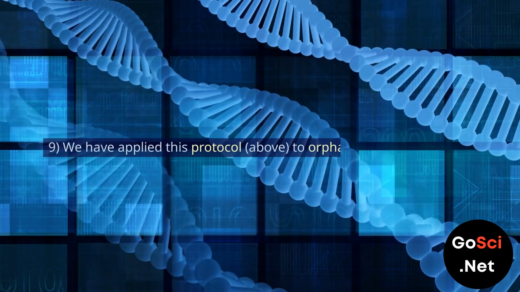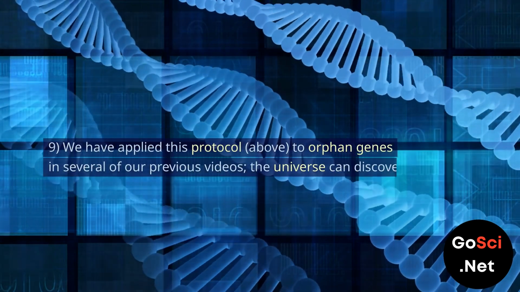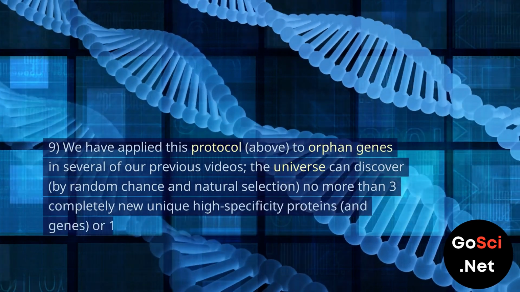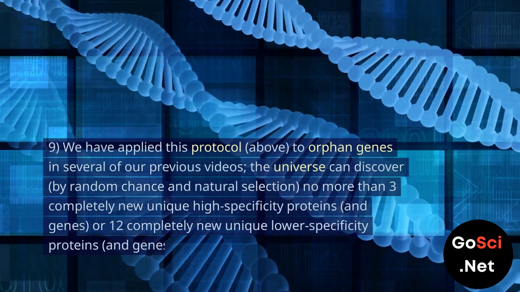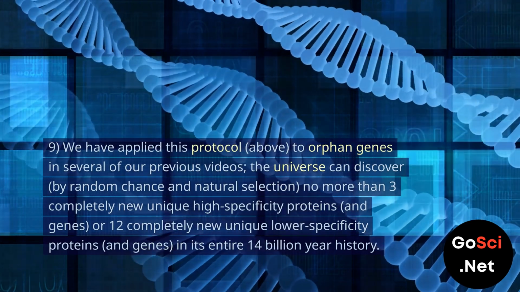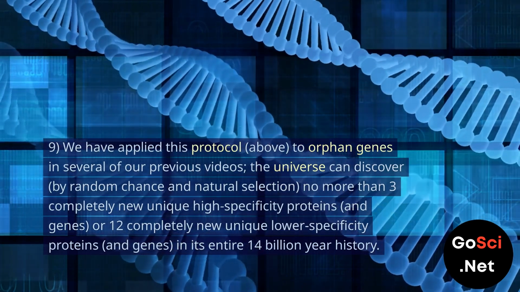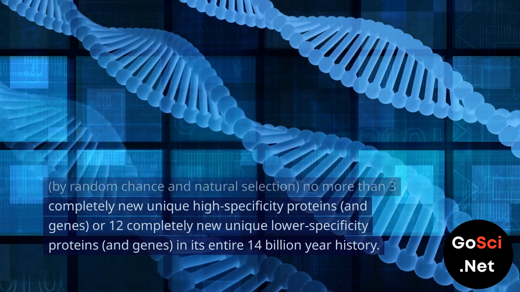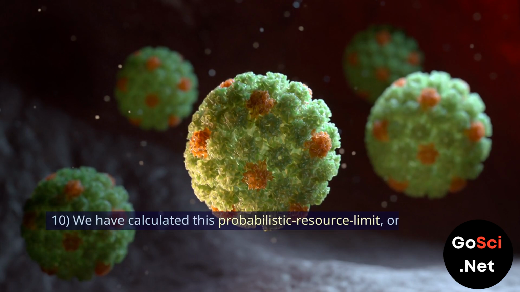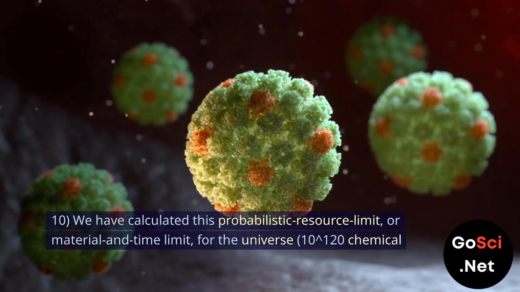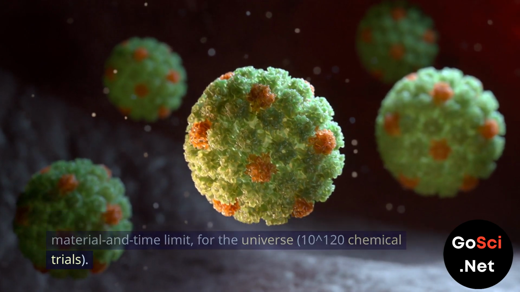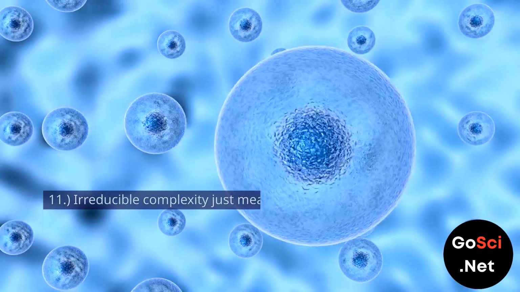9. We have applied this protocol, above, to orphan genes in several of our previous videos. The universe can discover, by random chance and natural selection, no more than 3 completely new unique high-specificity proteins and genes, or 12 completely new unique lower specificity proteins and genes, in its entire 14 billion year history. 10. We have calculated this probabilistic resource limit, or material and time limit, for the universe, 10 to the power of 120 chemical trials.